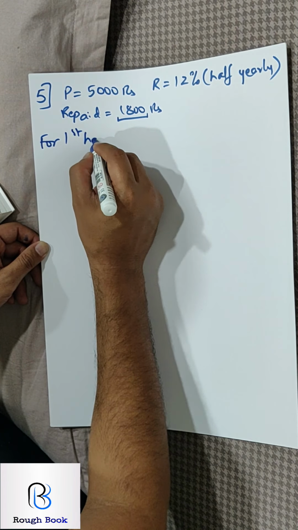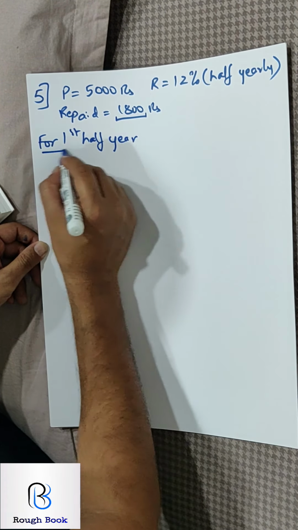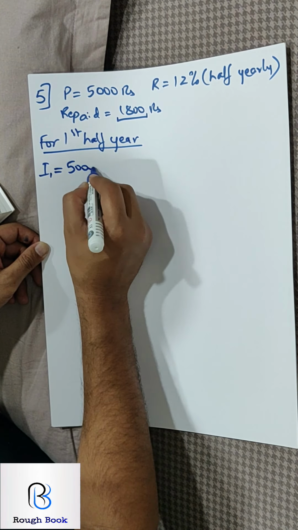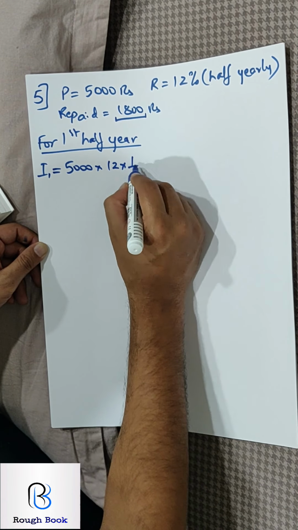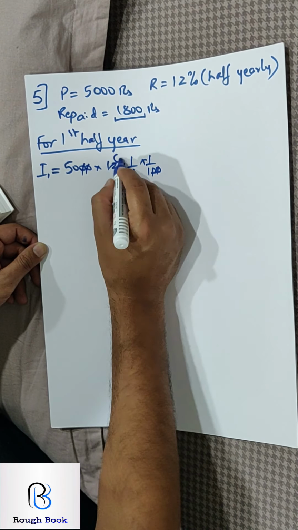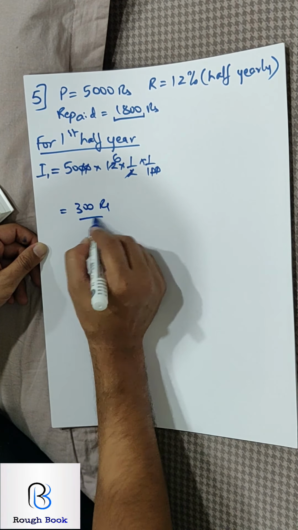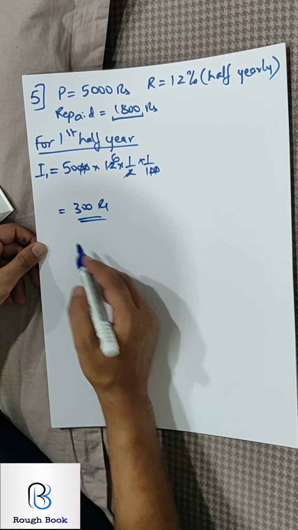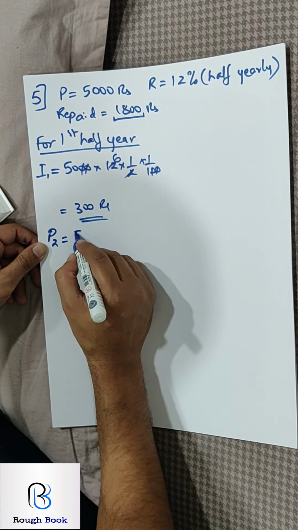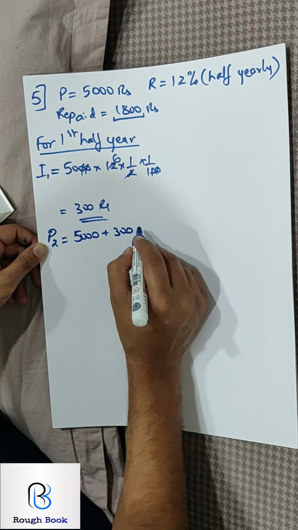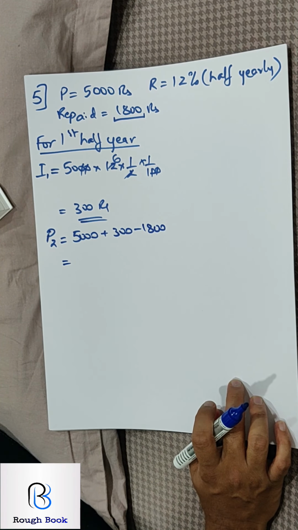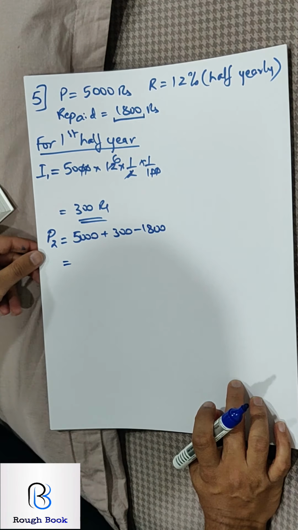So for first half year, it's half yearly. So my interest I1 will be principal into rate, and time I will take it as half year into 1 by 100. So 2 ones are 6. So 300 rupees is the interest for first half year. I can directly write P2. How will I get P2? So 5,000 plus the interest minus 1,800. Why minus 1,800? Because 1,800 is paid back at the end of every half year.